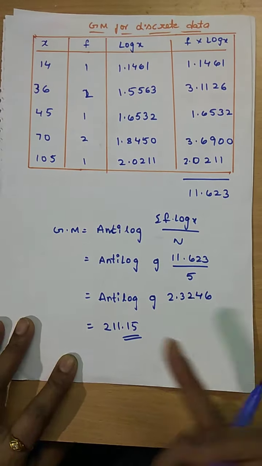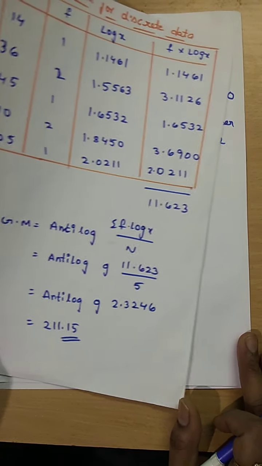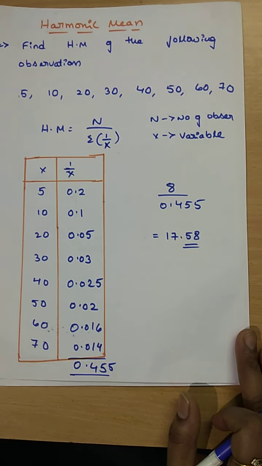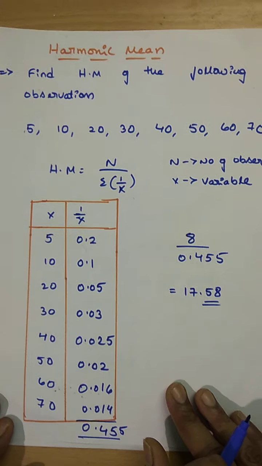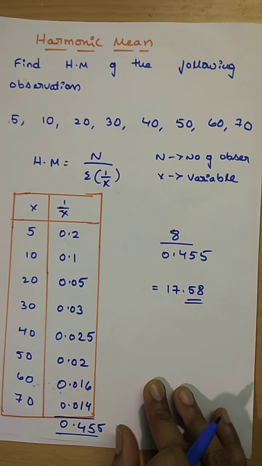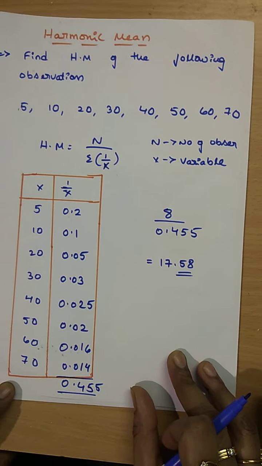Okay, after that the process is the same. Till now I have explained about geometric mean. Now moving to harmonic mean. Harmonic mean is also one of the methods to find the average. In measures of central tendency, the final concept is harmonic mean.